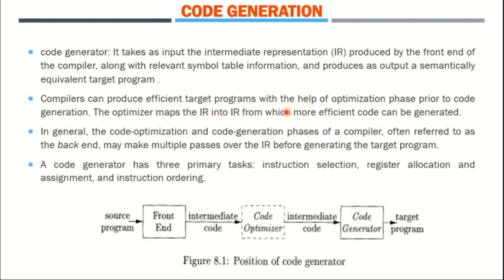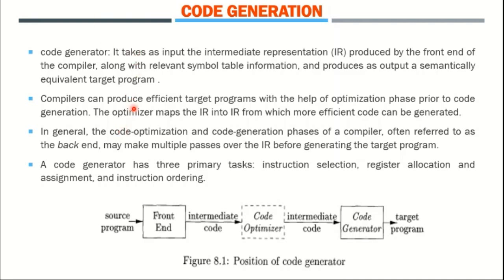Compilers can produce efficient target programs with the help of the optimization phase. Almost all compilers use a code optimization phase, and with the help of code optimization, compilers can produce efficient target code. Here the optimizer maps one form of the intermediate representation to another form of the intermediate representation, and that other form is used to produce the efficient target code.